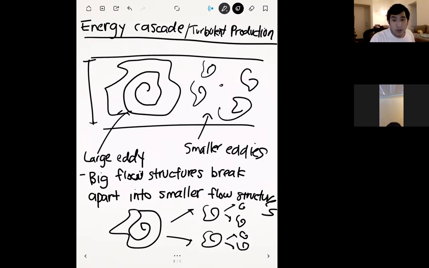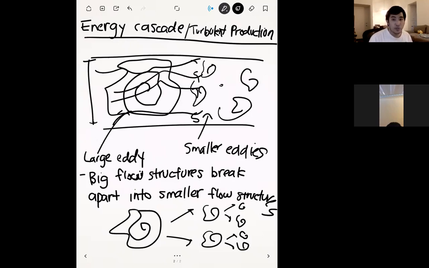Right, so the question is, what causes the breaking up again? So the breaking up is caused by purely inertial forces. Basically, you might have these flow structures that form momentarily, but you also still have chaotic flow that's coursing through these guys. And because you have this chaotic flow going through them, that tends to disrupt this eddy and break it up into smaller ones.